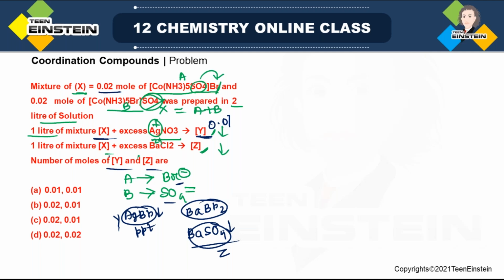I shouldn't say 1 mole of X, basically X is a mixture. So from 1 mole of A, you will be getting 1 mole of bromide ion, and from 1 mole of B, you will be getting 1 mole of sulfate. So that is why Y and Z, these two will also be 0.01 mole, because 1 mole bromide, when it reacts with Ag, will form 1 mole AgBr. Similarly, 1 mole sulfate will react with barium 2 plus and form 1 mole BaSO4. So both the number of moles of Y and Z will be 0.01, 0.01.